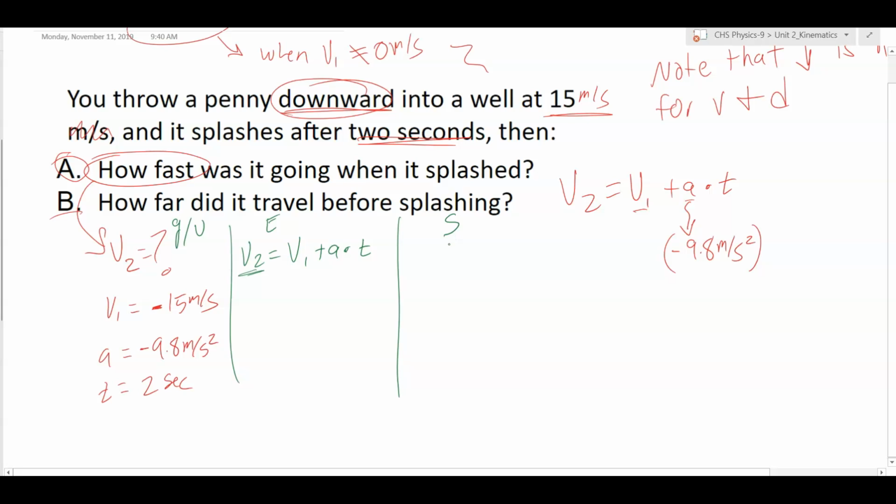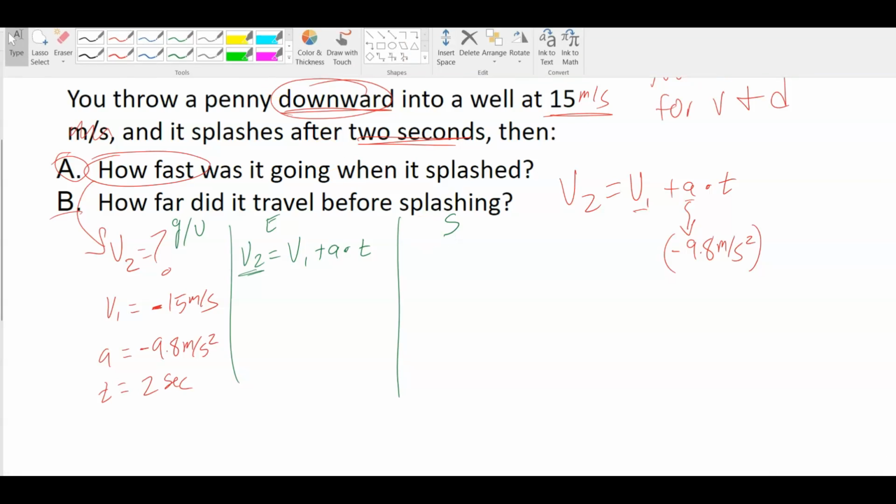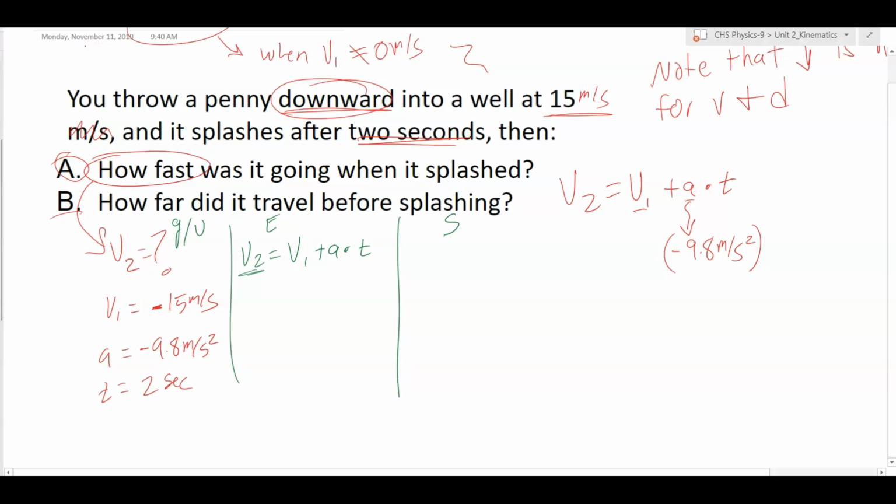Then we're going to substitute. So now we're going to plug in. V2 equals V1, so negative 15 meters per second, put that in parentheses, plus acceleration, which is negative 9.8 meters per second squared, times our time of 2 seconds.